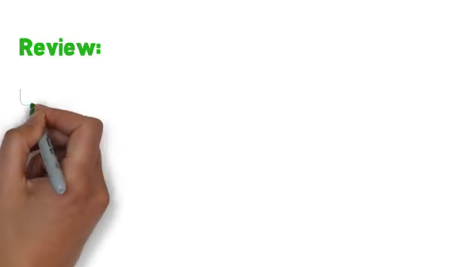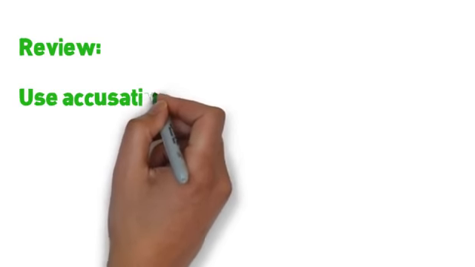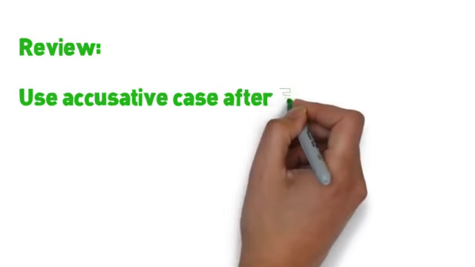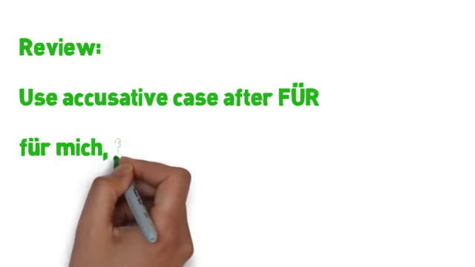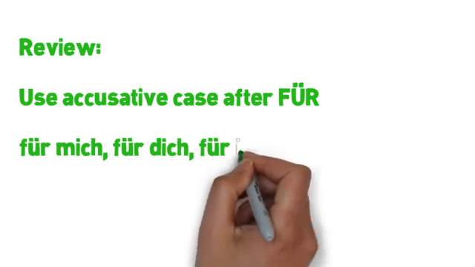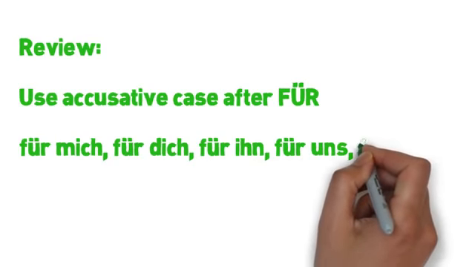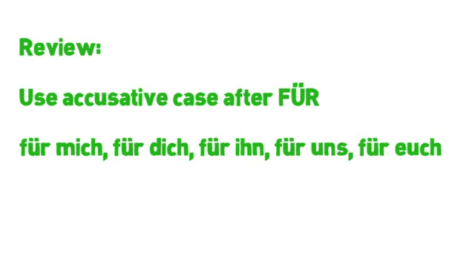Finally, let's review the essentials of accusative case prepositions. After the preposition für, and certain other prepositions that you'll learn more about later, you need to use the accusative case rather than the nominative case. Specifically, you will need to use phrases like für mich, für dich, für ihn, für uns, and für euch, rather than the nominative case versions of those pronouns.